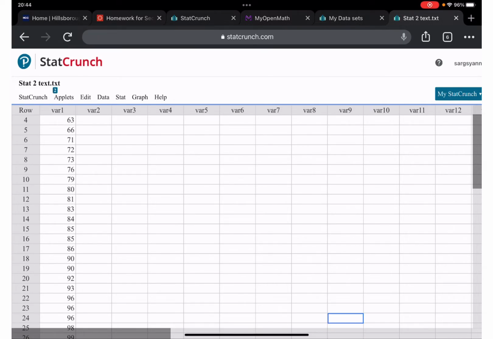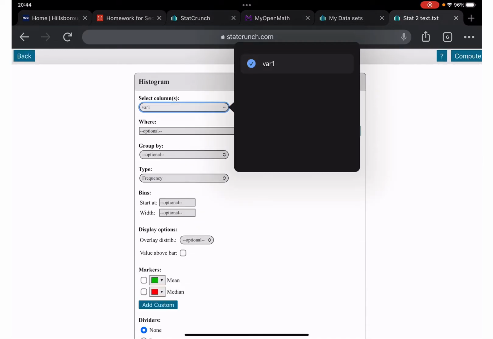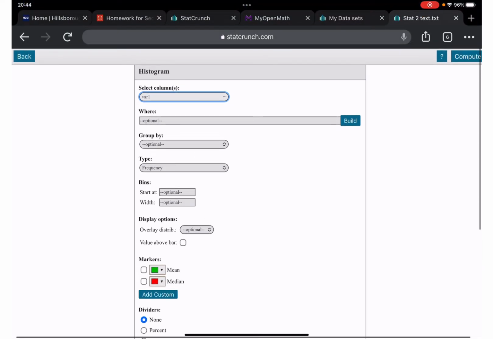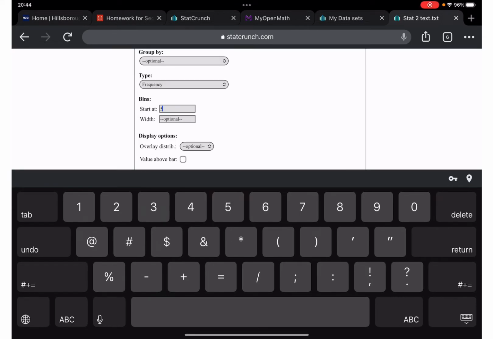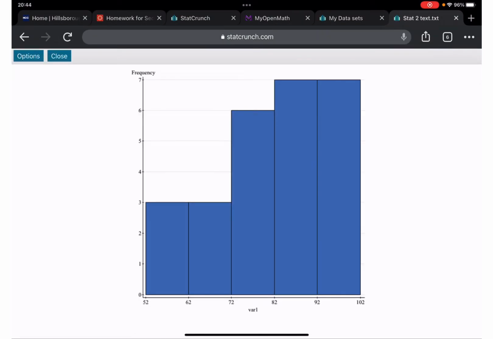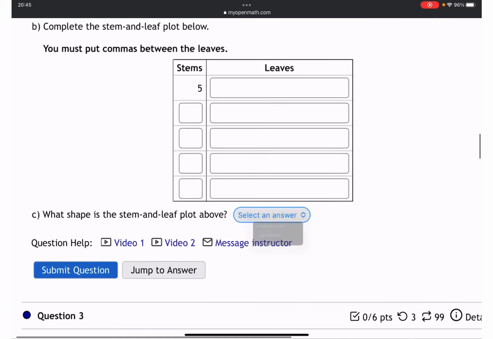So then you can enter it, and for the shape we are going to build the histogram. We are building histogram based on variable one. Okay, and it's going to be through, how much it was, 52? I'm not going to worry about width. We need the shape and compute. Okay, this one looks like it is going to be skewed to the left. Yes? Okay. You can put all these, and I'll put here skewed left.